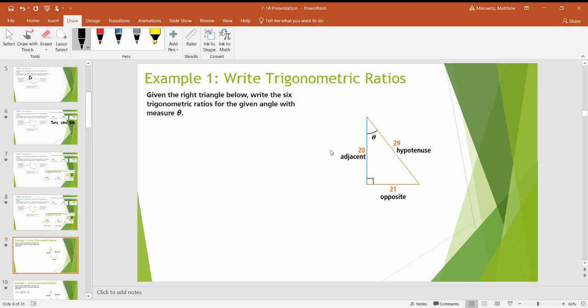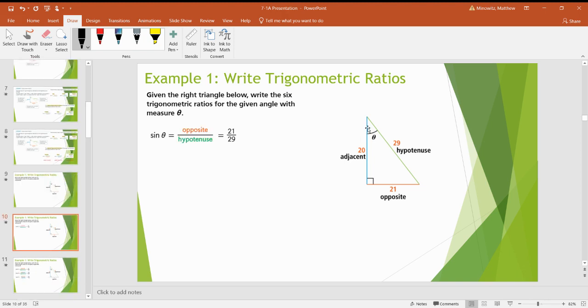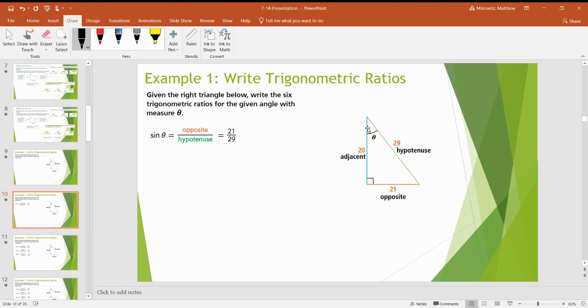So a problem may just ask, if this angle up in the top left of the triangle is theta, what are the different ratios? They may ask you for one of them, or in this case, they're going to ask you for all of them. So the first ratio I'll start with is sine. So sine is the opposite over the hypotenuse. So sine of theta equals 21 over 29.